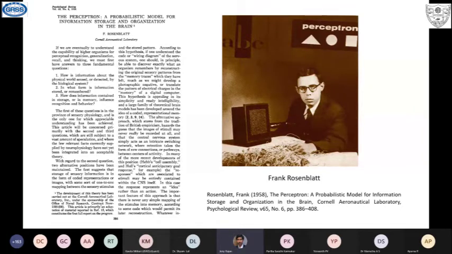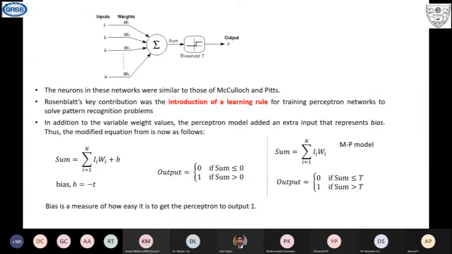He designed a model, and based on that model, he designed a device called the Perceptron. This device was able to recognize basic shapes like a triangle, a circle, and so on. So we will see how this Perceptron works. The Perceptron is very similar to the MP model. The only difference is that in the Perceptron, Frank Rosenblatt introduced a learning rule. So this model is automatic when compared to the MP model. The MP model is not automatic because you have to manually find the optimal values of the parameters.